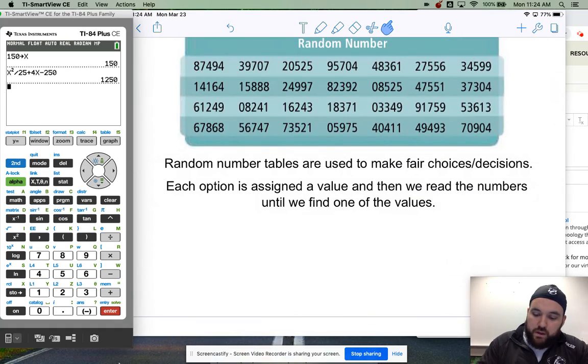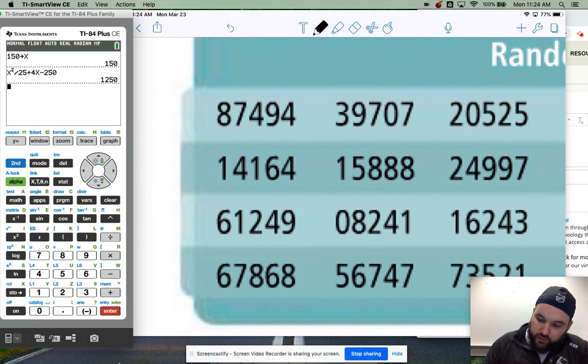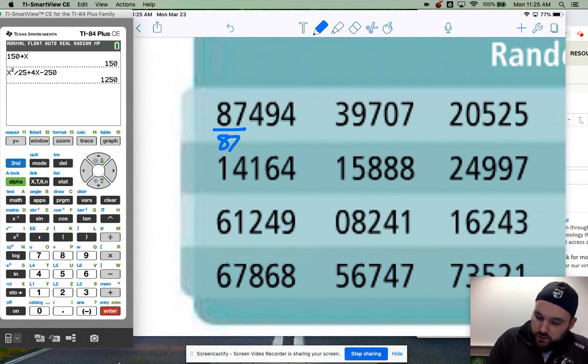Now, I will tell you that people do this differently. Some teachers do it differently than the way I do it. So here's how I interpret this. If I look at this table, the first 2 digits make the number 87. Is the number 87 assigned to one of the players on the team? The answer is no, because we're only going up to 15.